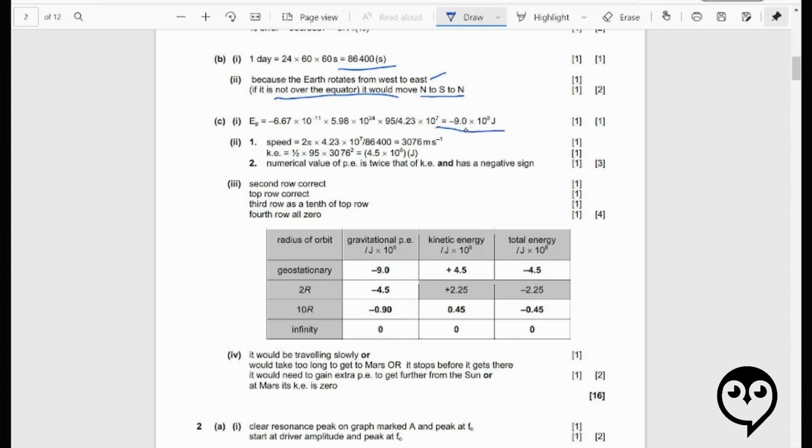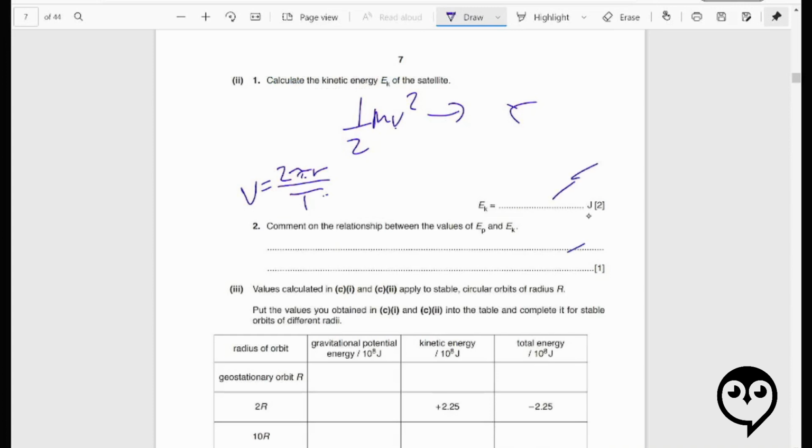So negative 9 times 10 to the 8 joules, okay? So 900 million joules in an energy debt. That's going to be your speed. You plug that in there and you get 4.5 times 10 to the 8. And the numerical value of the potential energy is twice the kinetic energy, and it has a negative sign. So it's just something you would have come up with from calculating those answers.